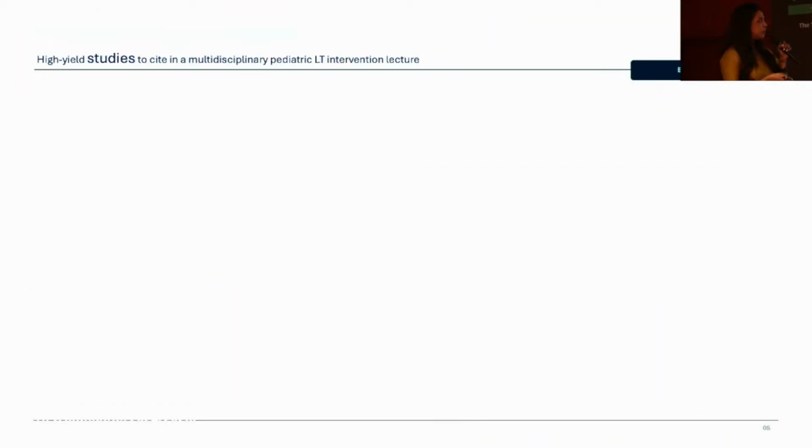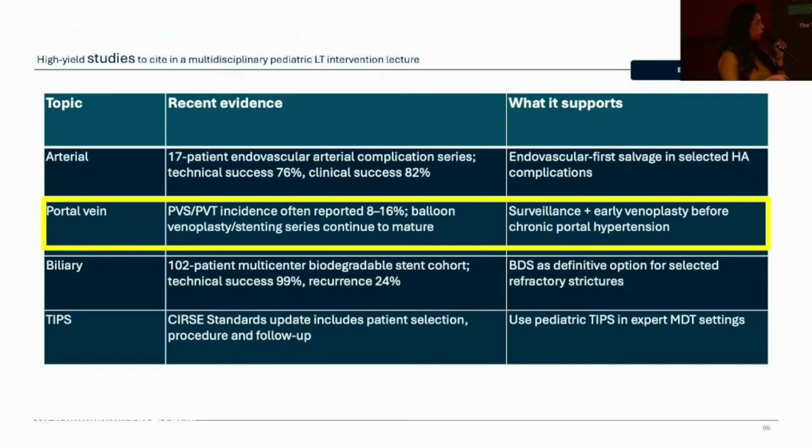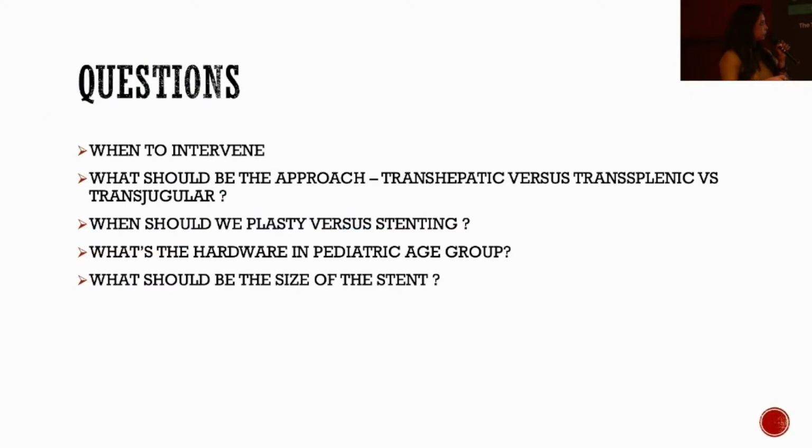Now, there are a lot of studies. I wouldn't go into the details, but I would want you to focus only on the portal vein here. So the incidence we know is about 8 to 16%. Surveillance is the key. Now, the doubt is whether we go for venoplasty or whether we go for stenting. What do we do when somebody has got a portal vein stenosis in a pediatric age group? So the key is graft salvage, but these are all the questions that probably run in some of your minds. When to intervene when somebody has got a portal vein stenosis? You see something on CT, so do we jump in and intervene?